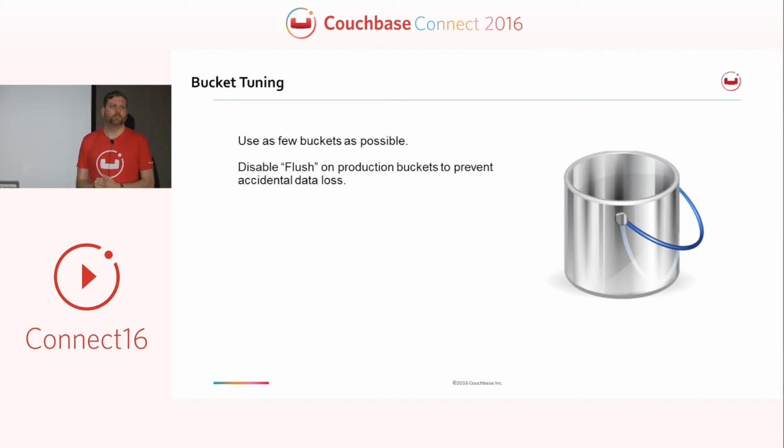And the next thing is disable flush on production buckets. It's happened more than once, unfortunately, where we get a support case and the customer says, hey, my data's gone missing. And we say, oh, you flushed the bucket. So I don't know what we can do about that, but we have to restore from backup. So it can accidentally be triggered. So just make sure if you're on a production bucket to disable that.